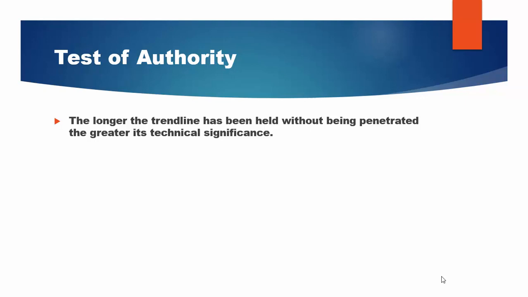Second test. The longer the trend line has been held without being penetrated, the greater its technical significance. But be careful using this test. You should bring some experience to work. If you draw a trend line from the first 2 bottoms, and for example, these 2 bottoms are very close to each other, for example, as short as 1 week, the price may go far above the trend line and break it long after we draw it. This cannot be a good trend line, and we can't say that because a long time passed after we drew it, it's one of the strong ones.